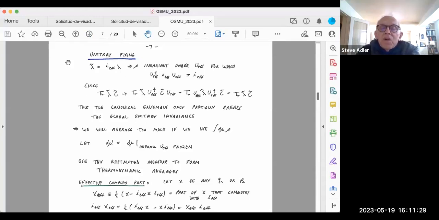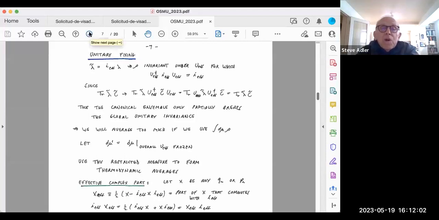Now it's important, and this is something I missed when I first started working on this and for a long time was hung up on how to get quantum field theory back because I was averaging over everything. But because of the global unitary invariance, you have to do unitary fixing. So that's right. Now, λ tilde is I effective λ. That implies that ρ is invariant under any U effective for which U effective adjoint I effective U effective reproduces I effective.